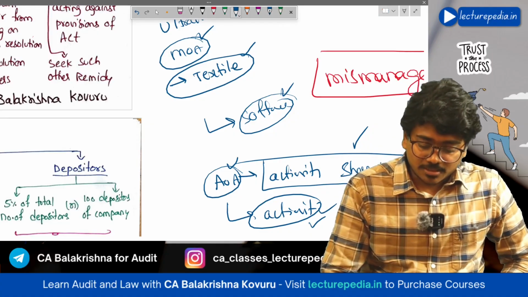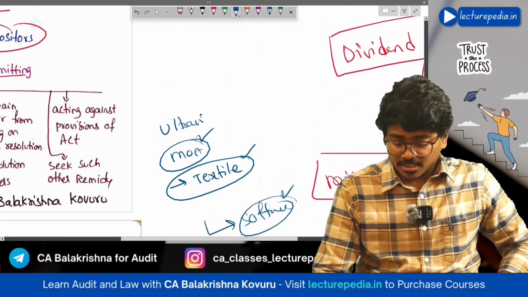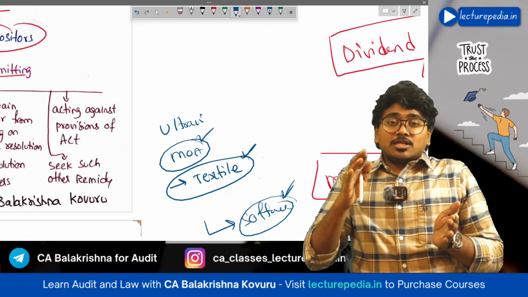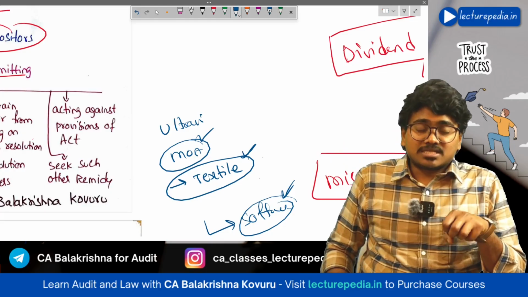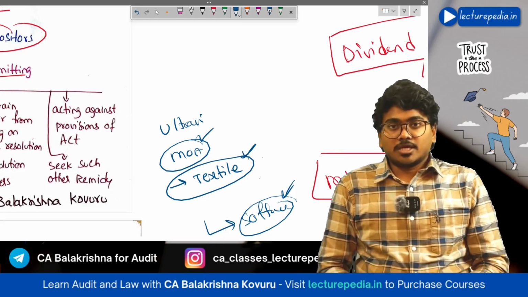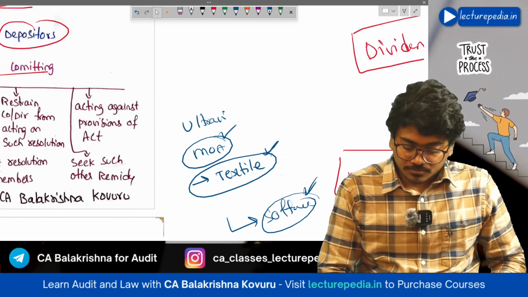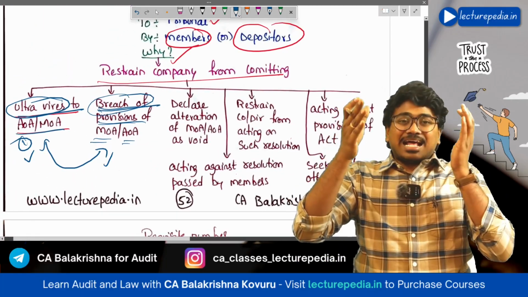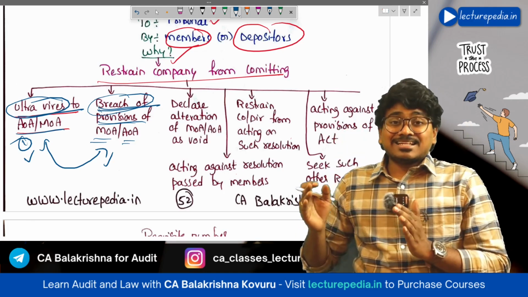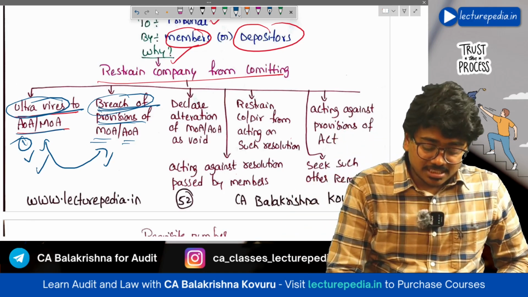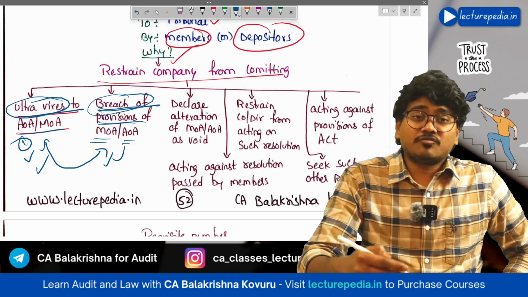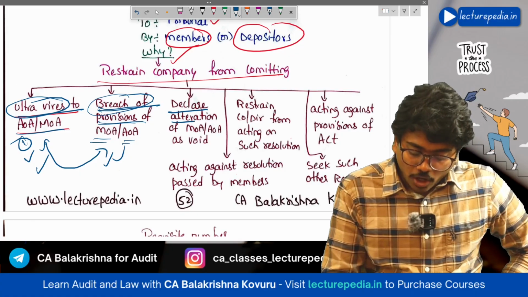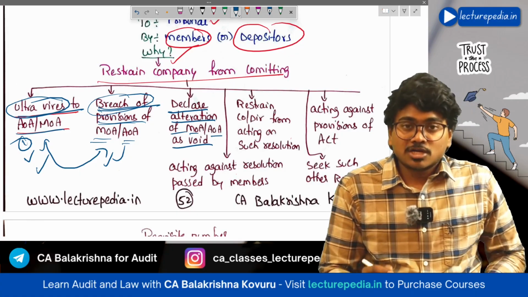Whereas in the first situation, MOA itself is not permitting doing any other business apart from textiles. So if you start doing any other business apart from textile, it is ultra vires to MOA or AOA. Okay, this is the difference between these 2 points. Now you can file a class action suit to restrain the company from committing these 2 activities. Next, you can also file a class action suit to declare alteration of MOA or AOA as void.